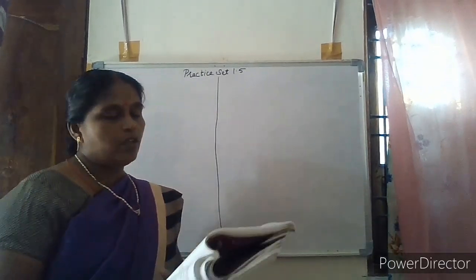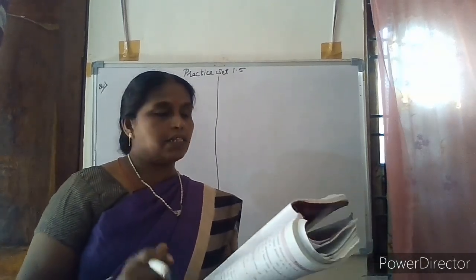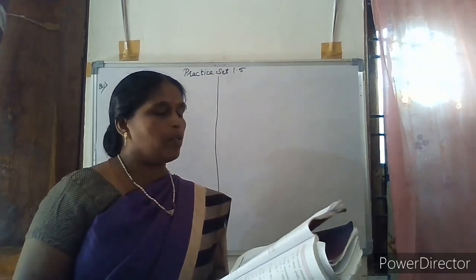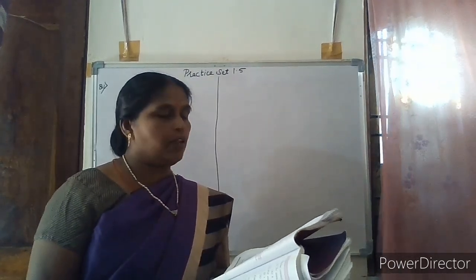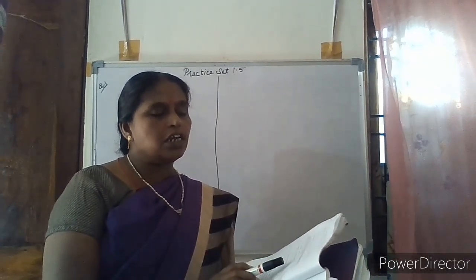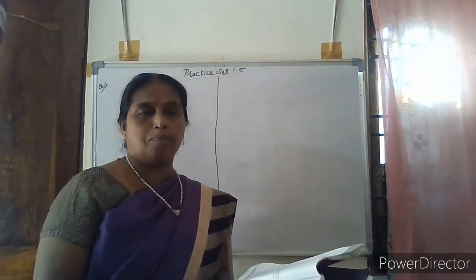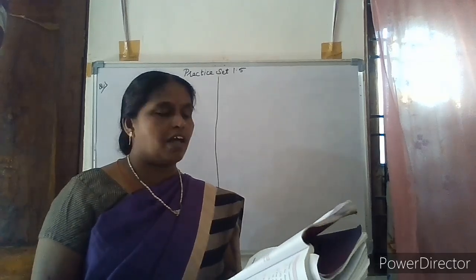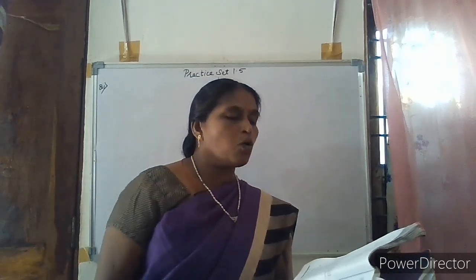Now, see the first question. Two numbers differ by 3. So two numbers means two variables here. This is a condition given, condition 1. Now, the second condition is the sum of twice the smaller number and thrice the greater number is 90. So, find the numbers. This is the question.